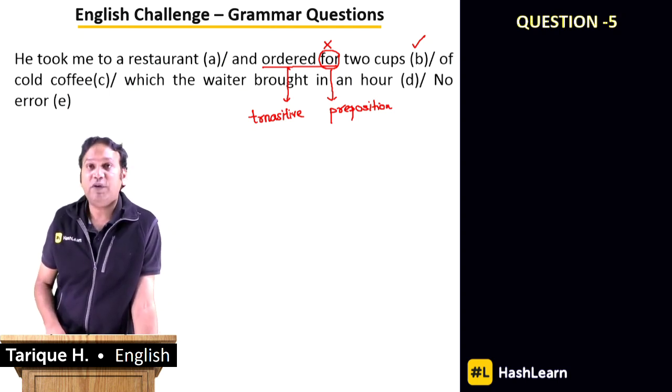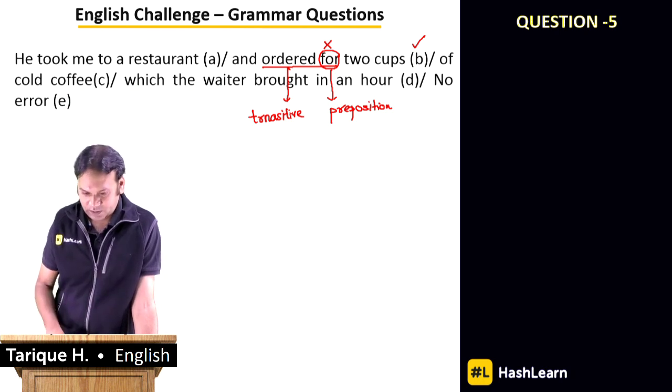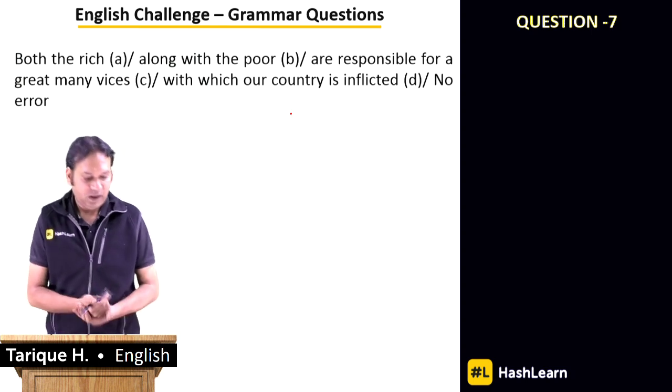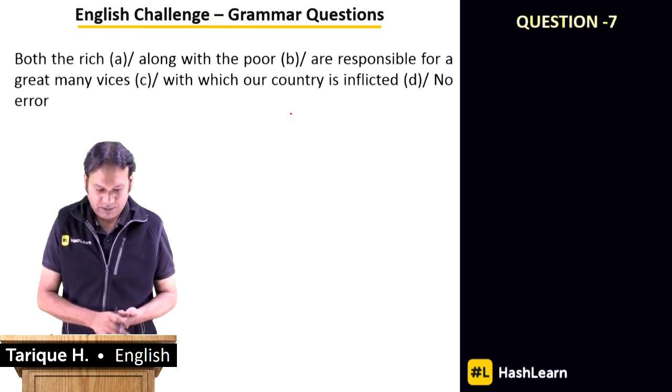So now, students, I'm moving to question number 6. This question is done, and the right answer for this question is B. The B part of the sentence is incorrect. All right, let's look at question number 7. So 5 and 6 were repeated, so I'm just moving to question number 7 directly.